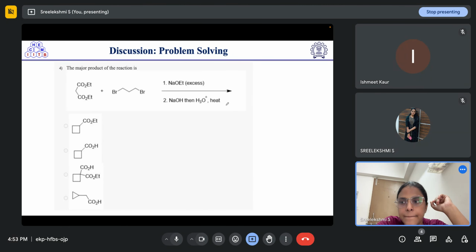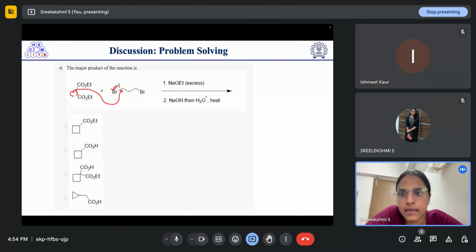So what is happening here? So first this base will be taking up this proton that will be attacking at this center in an SN2 fashion and this bromide ion will be leaving out. So that will be the first intermediate. Then again, since this is a highly acidic compound, one more proton will be present here and that will also get eliminated and form that carbanion like in enol form, and that will attack again this center and one more bromine will be leaving out.